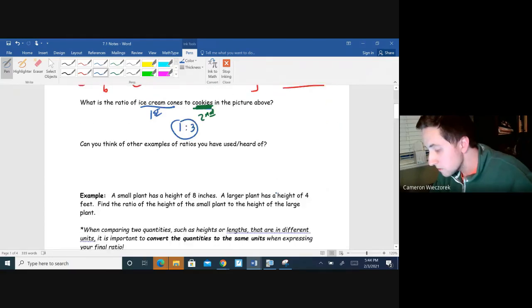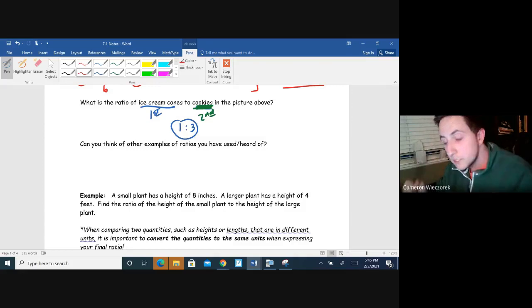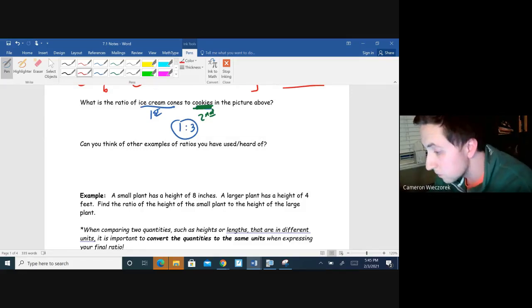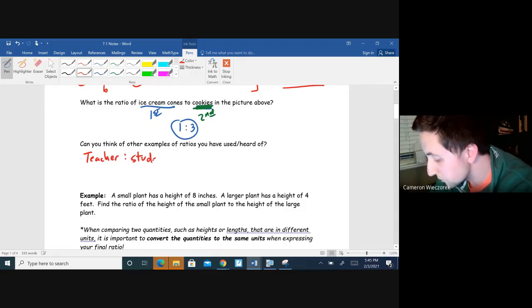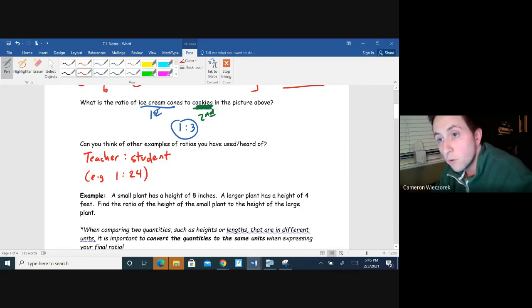Other examples, pause me for 5, 6 seconds. See if you can think of any examples of real life ratios you've heard of before. I'm going to write some out. Most popular one in school would be like a teacher to student ratio. There's typically one teacher for every 20 to 30 students. Okay. So, for example, 1 to maybe, our class is roughly about 24, I think. 1 to 24.